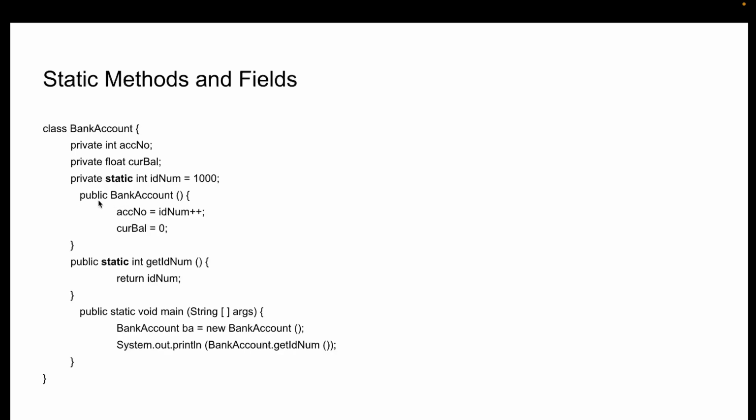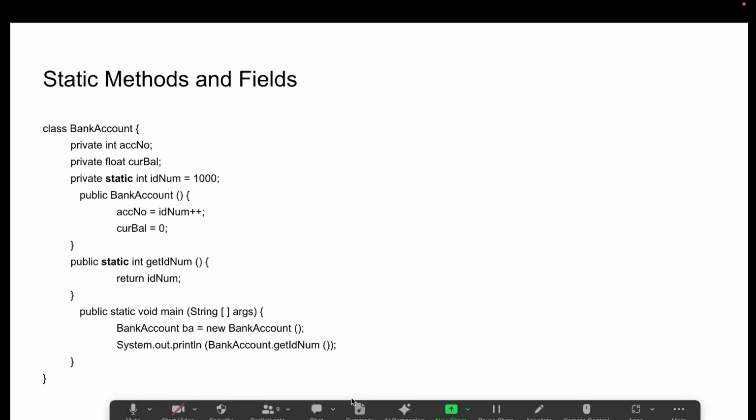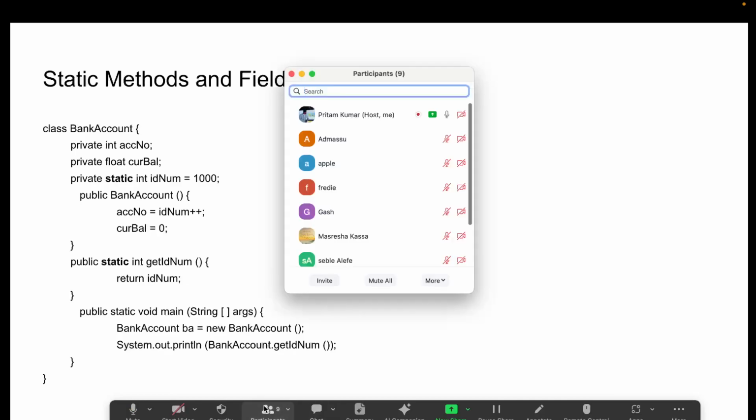Now what we are doing is creating a constructor. So public bank account, this is a constructor, right? Remember, which type of constructor is this one? Is it a default constructor or a parameterized constructor? Anyone? Which type of constructor is this? Public bank account. We are not passing any parameters. So which type of constructor is this?